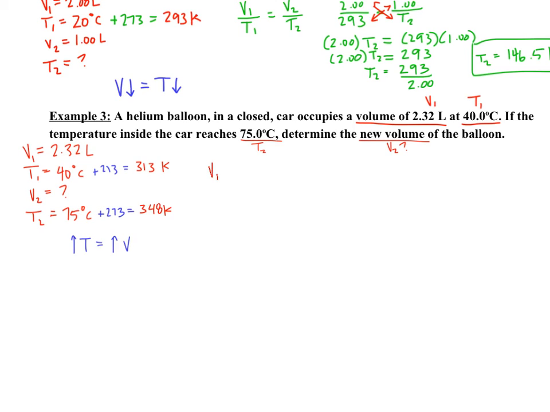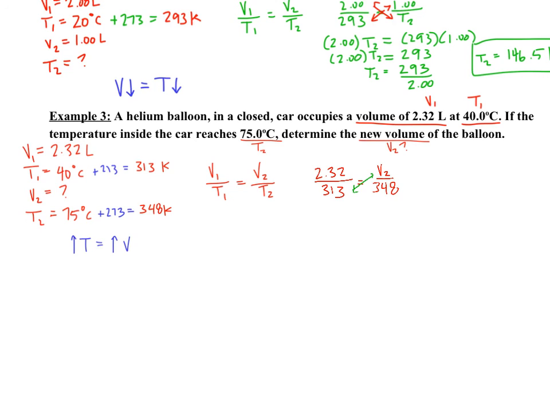Now I can proceed to my equation. So the equation is V1 over T1 equals V2 over T2, where V1 is 2.32, T1 in Kelvin is 313, equals V2 is the new volume that I'm trying to find, and T2 in Kelvin is 348. So now I've got my fraction on the left, my fraction on the right. I'm going to cross multiply.